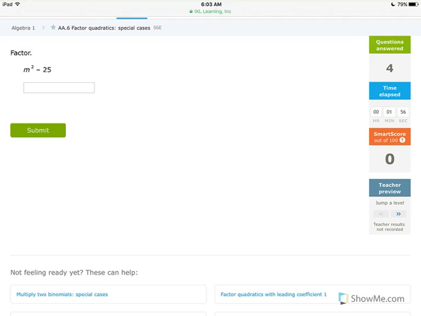Here's another difference of two perfect squares. So it's going to be a plus b, a minus b, and put in the square roots. m times m is the m squared. 5 times 5 makes the 25.